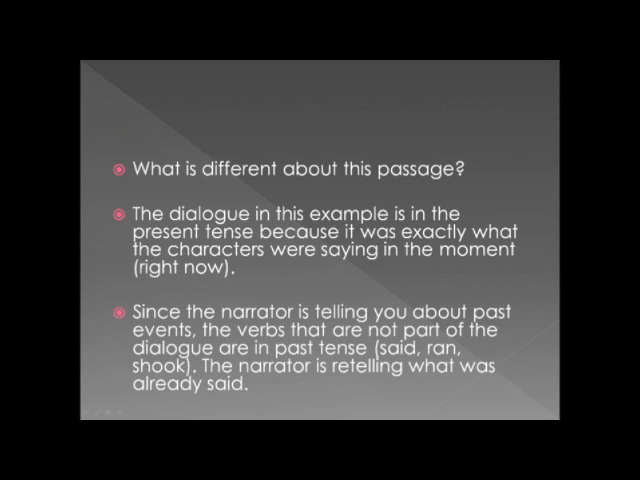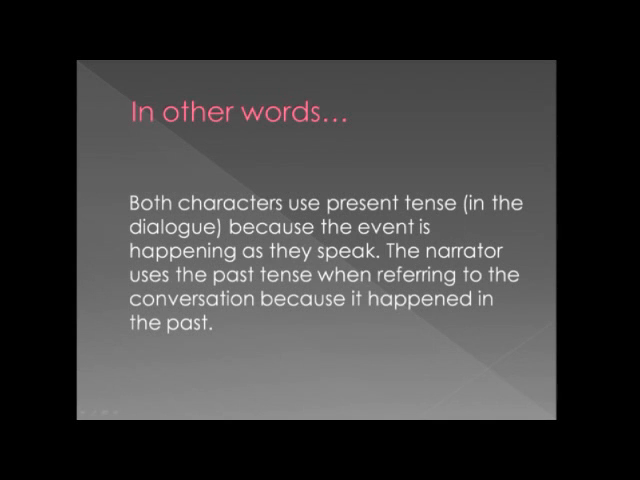What is different about this passage? The dialogue in this example is in the present tense because it is exactly what the characters were saying in the moment, right now. Since the narrator is telling you about past events, the verbs that are not part of the dialogue are in past tense: said, ran, shook. The narrator is retelling what was already said. In other words, both characters use present tense in the dialogue because the event is happening as they speak. The narrator uses the past tense when referring to the conversation because it happens in the past.